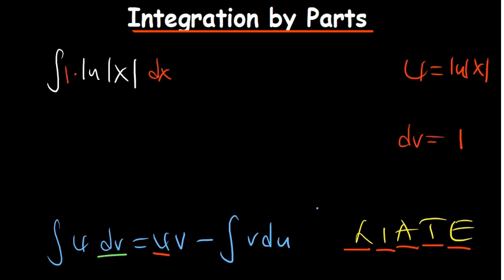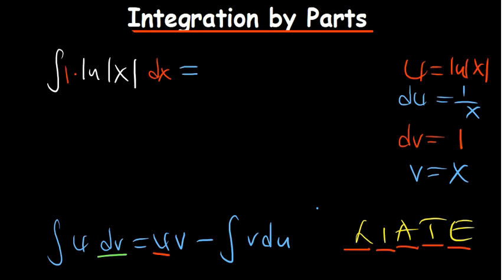Okay, so u is equal to natural log of x. What's the derivative? We know the derivative of natural log of x is 1 over x. For dv, what's the integral of 1? It becomes x. That's direct and straightforward, because the derivative of x is 1.